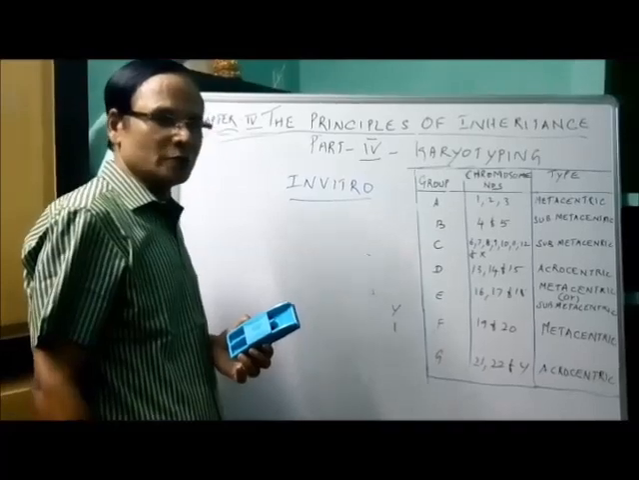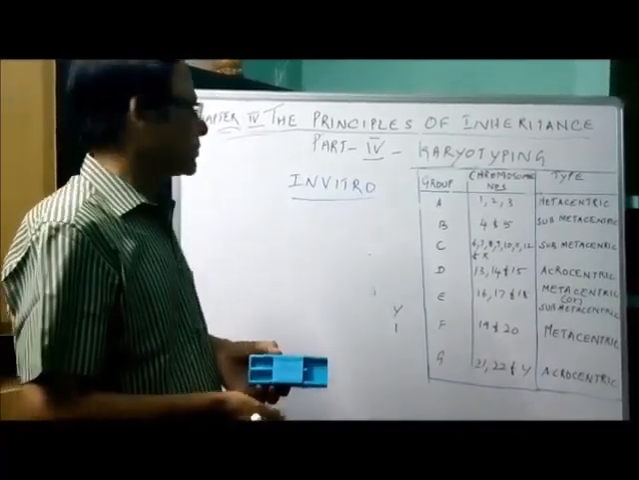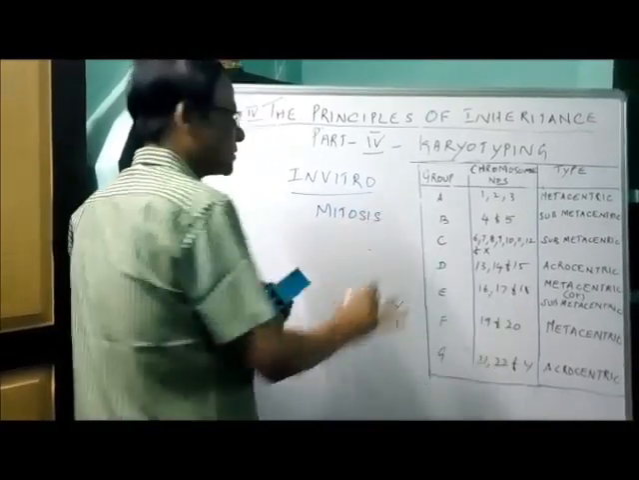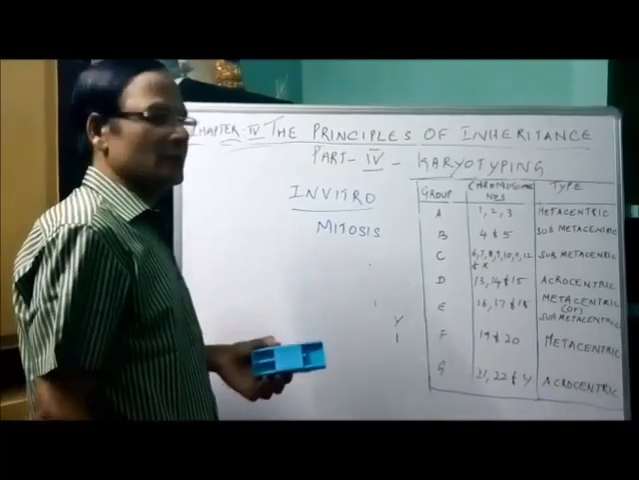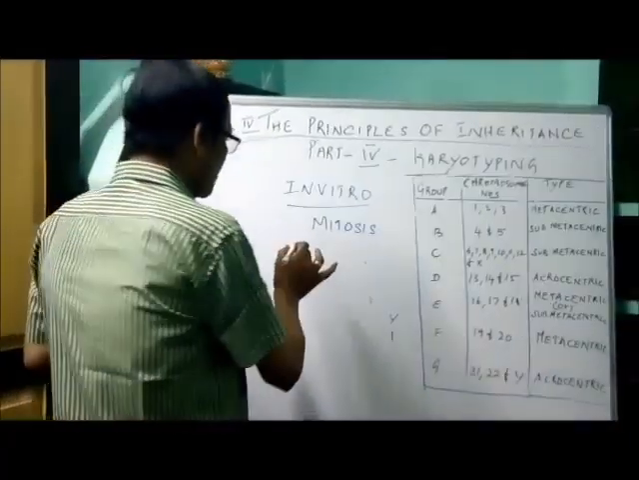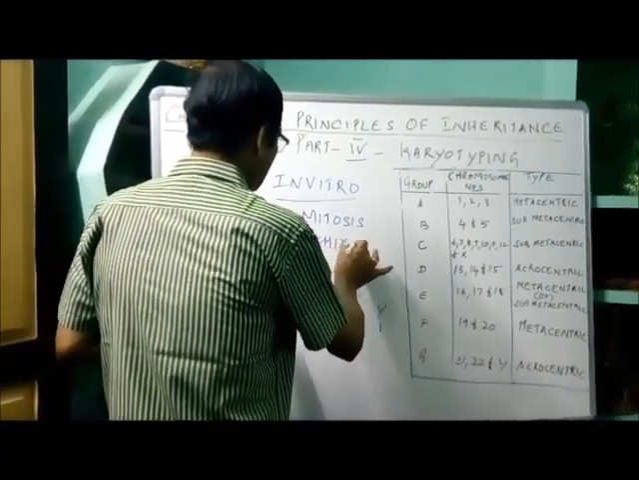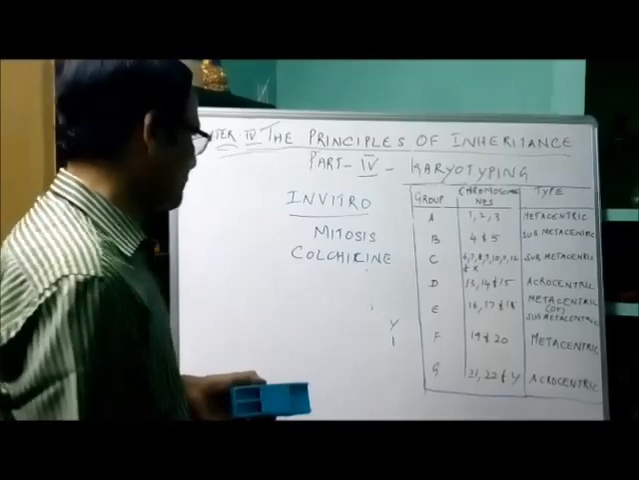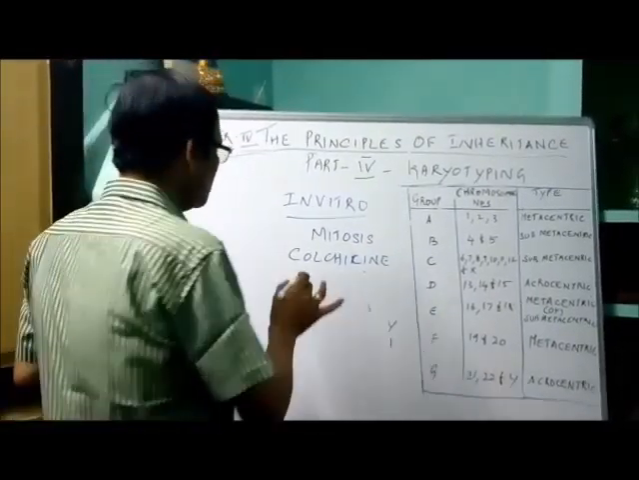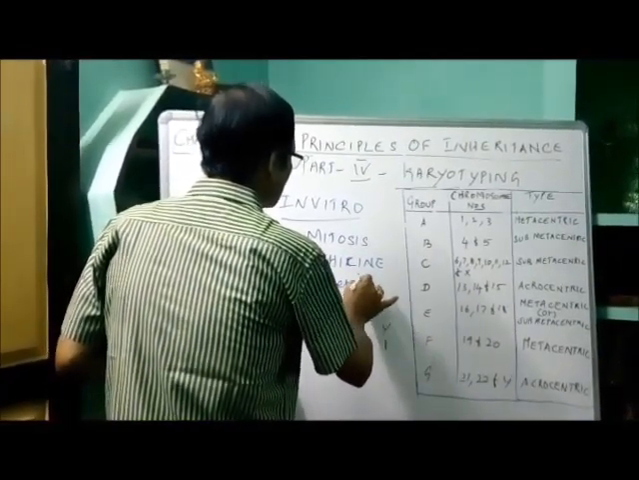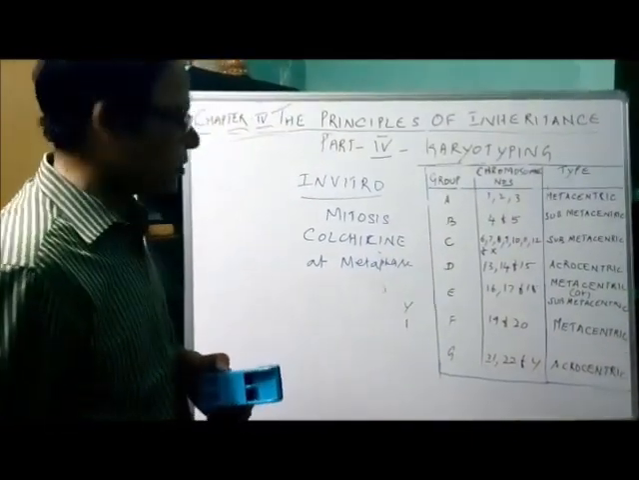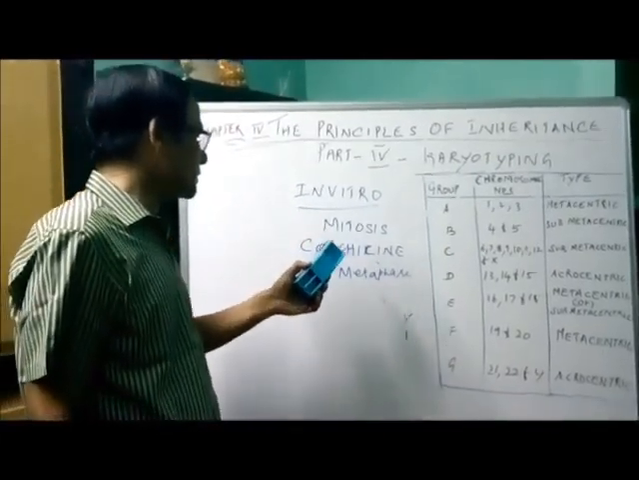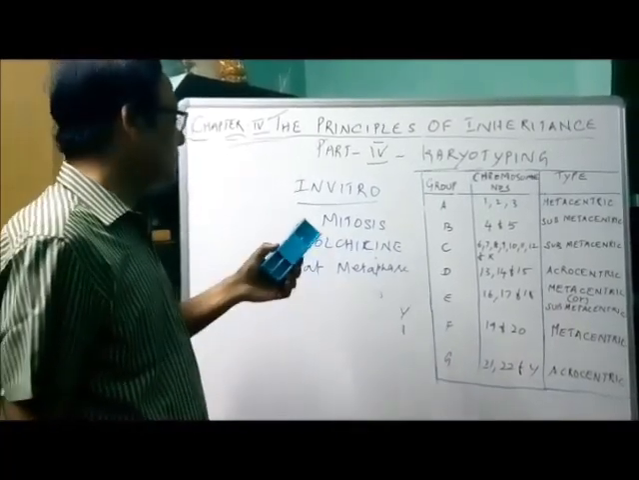The culture medium contains nutrients for the cells. Now, the cells are induced to undergo mitosis. To this in vitro medium, a substance by name colchicine is added. This colchicine has the ability of stopping cell division at metaphase. So colchicine is added in order to stop the cell division at metaphase. First, the cells are isolated from the blood, added to the culture medium, nutrients are added, then the cells are induced to undergo mitosis, then colchicine is added to stop the cell division at metaphase.